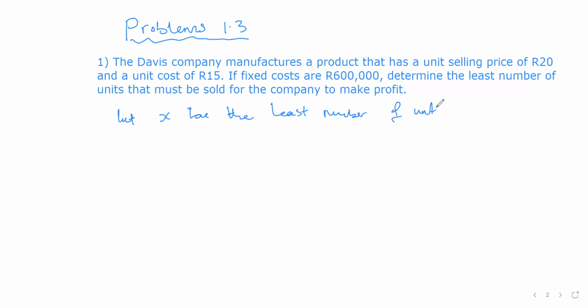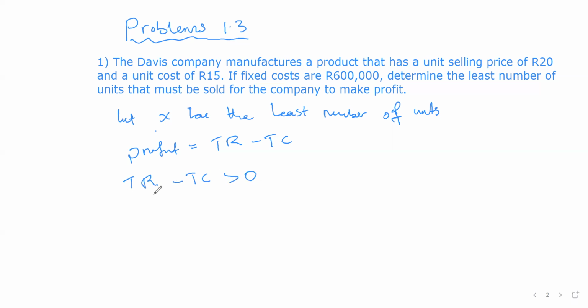of units, basically, all right? If X is the least number of units that must be sold for the company to make a profit, we know that for there to be a profit, profit is equal to total revenue minus total cost. So for the company to make a profit, we want to find the least value of X for which total revenue minus total cost is greater than 0. Okay, we want to solve this inequality for X.